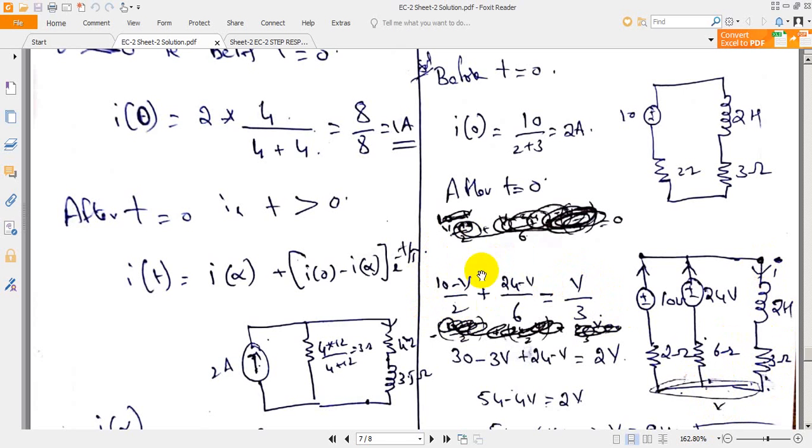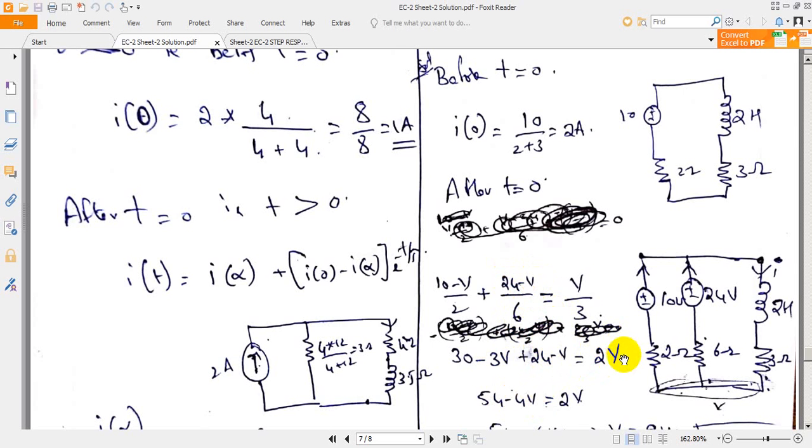So you can write it as 10 minus V by 2 plus 24 minus V by 6 is equal to V by 3. Now if you apply the simplification method here, the LCM of 2 and 6 will be 6. So for the first term it will become 30 minus 3V, 2 into 3 becomes 6, which means 3 is the multiplier. 3 into 10 is 30, minus 3 into V, minus 3V, plus 6 divided by 6 you get 1, 1 into 24, 24, minus V.